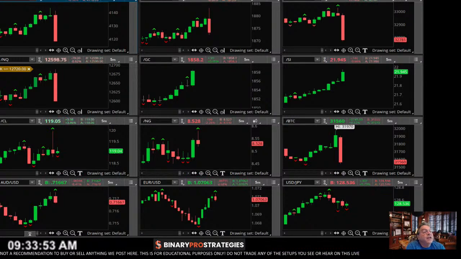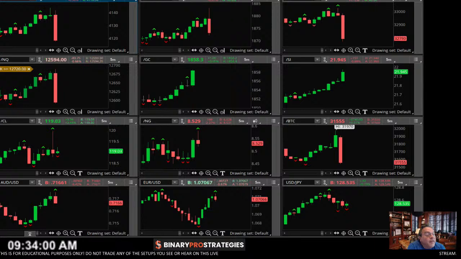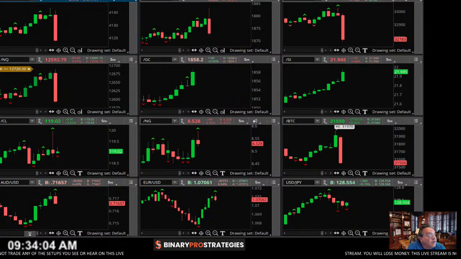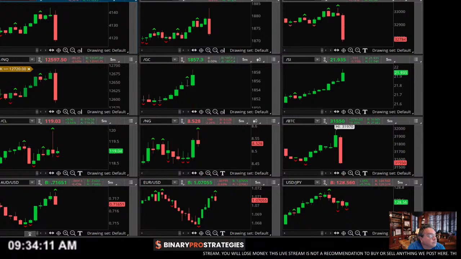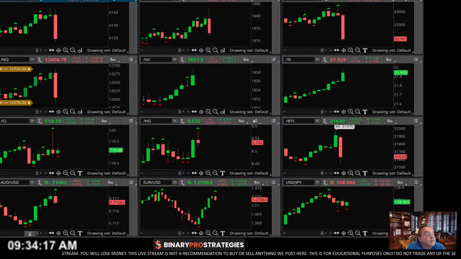Okay, so NQ, which is your mini NASDAQ, is short. Target on that is going to bring you down to 125.70. 125.70 is going to be your target on NQ. Reversal coming in at 126.82 and a half.